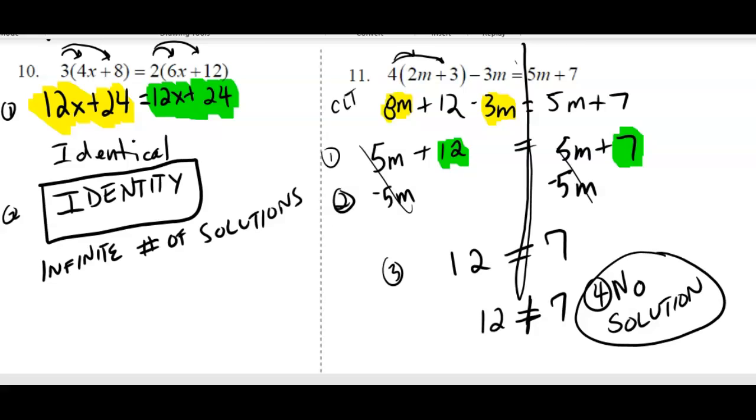Okay, so you have 4 practice problems where these are going to come up, and I believe all of your answers should be identity or no solution. So write down, show me the work, show me the steps, and that should be it.